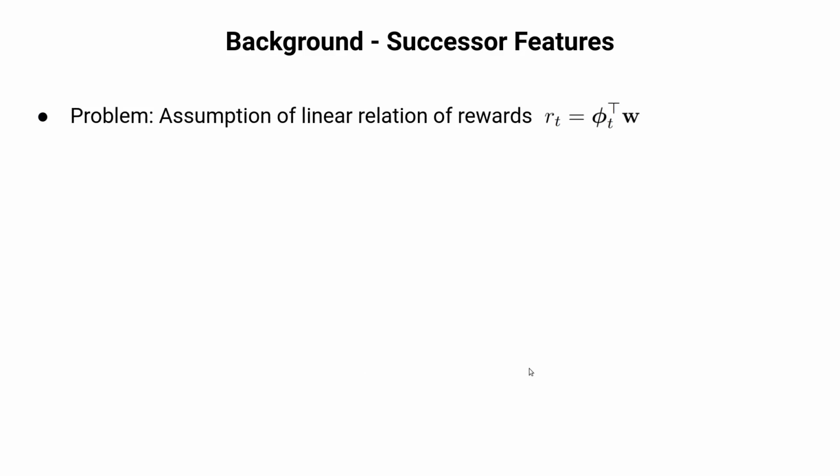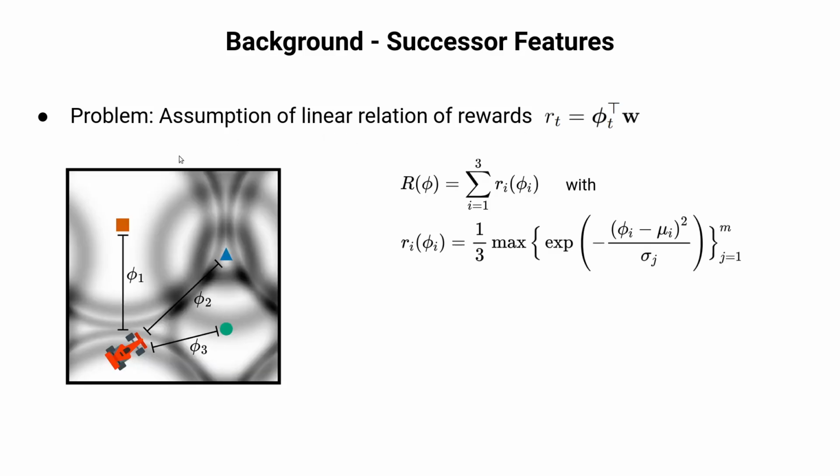But this approach has a problem, namely the assumption of the linear relation between features and reward weights, which can only directly represent certain reward functions. Take, for example, this environment where an agent drives in a 2D plane. It has 3 markers, and the features are the distance of the agent to them. Here, the reward function is a combination of Gaussians that encode preferred distances of the agent to each marker. We can see here, for example, a reward function where black areas represent high rewards.